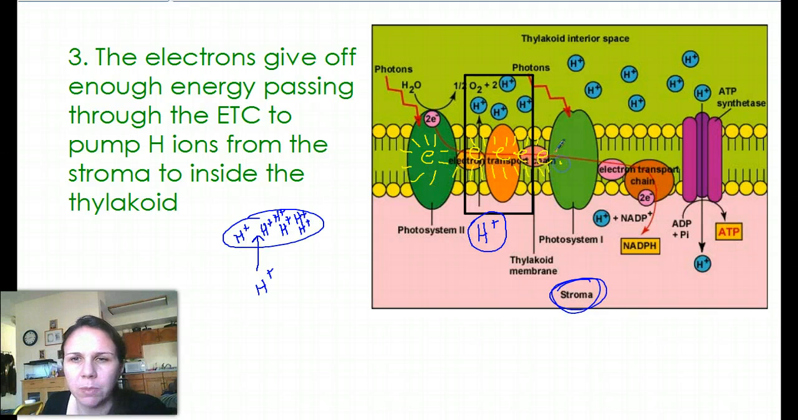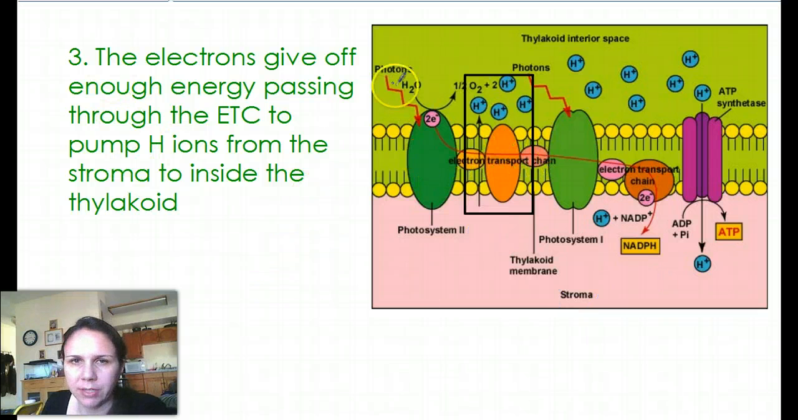All this energy is being used to take hydrogen ions, which are just kind of chilling in the stroma, the fluid inside of the chloroplast. They're just kind of hanging out in there. Well, now they're getting shoved inside of the thylakoid, and we're starting to pack it tight. Okay, so that's the third step.